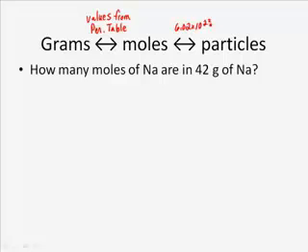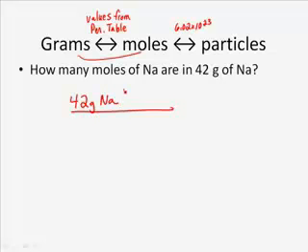So let's look at this. How many moles of sodium are in 42 grams of sodium? Well, looking at our little chart here, we can go from moles to grams in one step. That means our factor label is just going to have one step in it. So we're going to lay out 42 grams of sodium. Okay, now what's our conversion factor? Well, we know we need grams on the bottom because we want it to cancel. Grams to moles. And our conversion factor is on the periodic table.